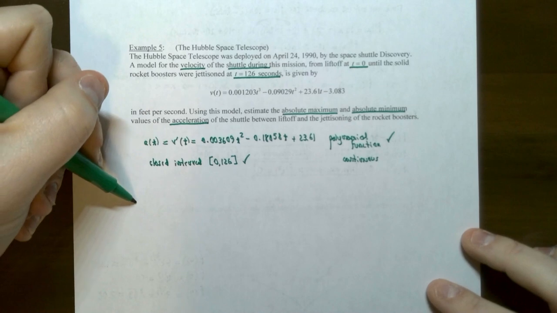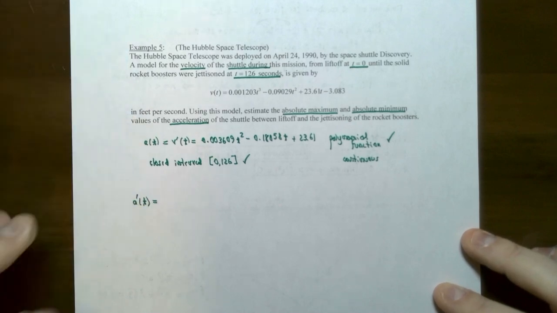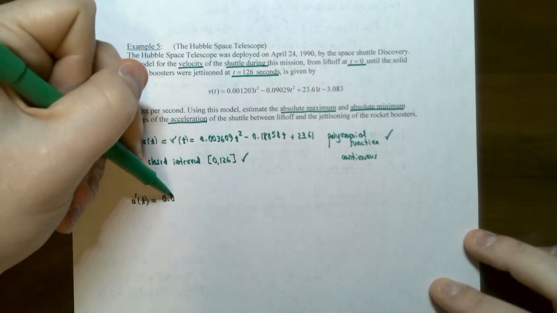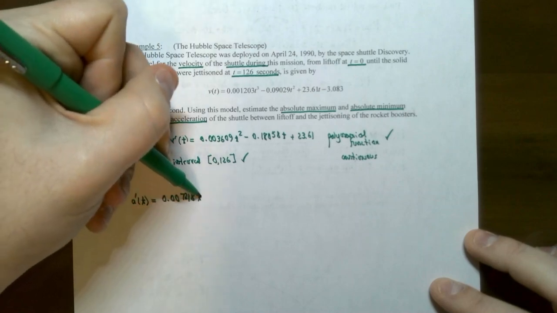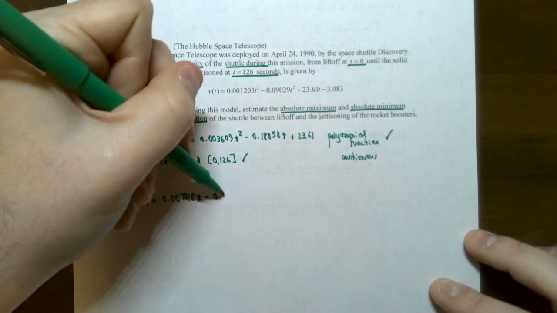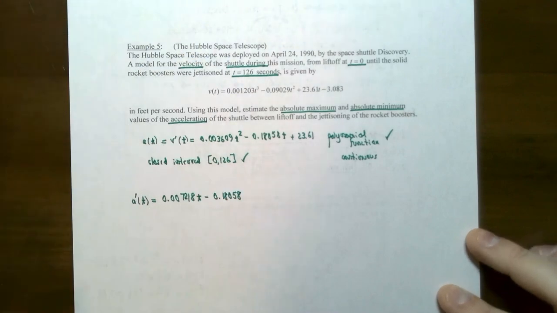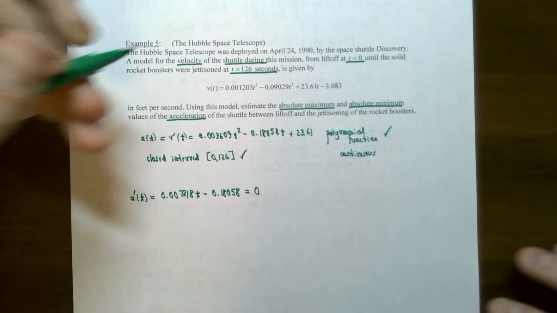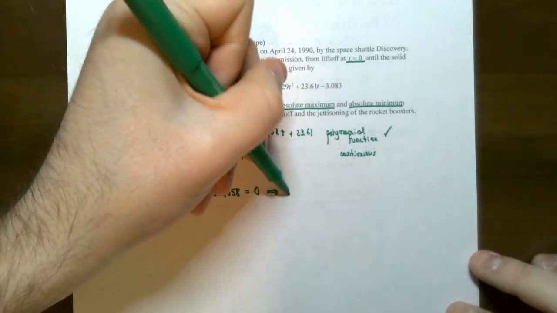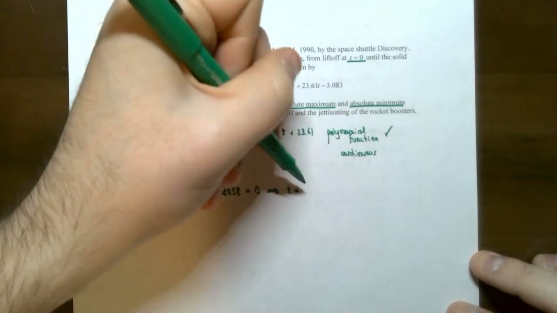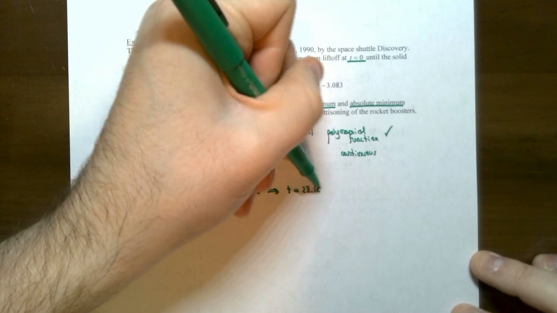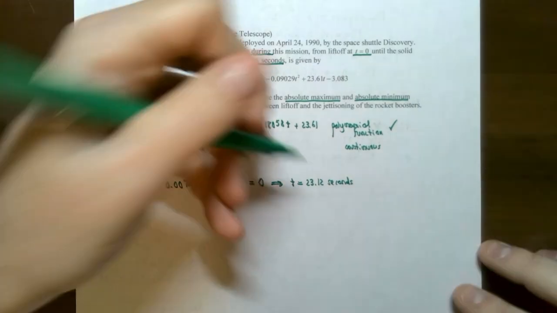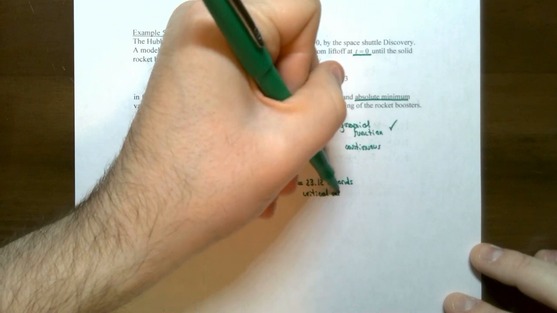So now find the critical numbers for a of t by taking the derivative. So the derivative of acceleration is 0.007218t, subtract 0.18058. The derivative will not be undefined, but it could be equal to zero to find critical numbers. And if you solve for t, you'll find t is equal to 23.12, and time is in seconds. So this is a critical number for a of t.